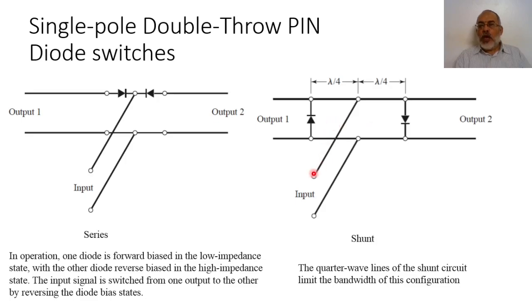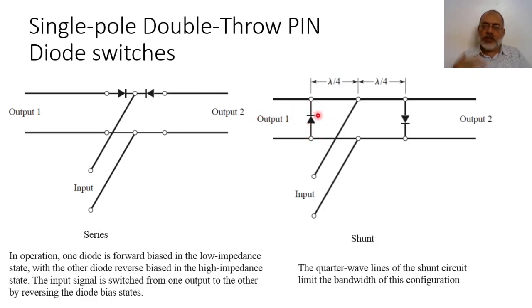Now, if I have positive voltage here with respect to the ground, this diode will be turned on and this diode will be turned off. If this diode is turned on, it is equivalent to a short circuit, and if this is turned off, it will be equivalent to an open circuit. So in this case, the input power will go from the input here, we'll see a short circuit at this side, and we'll see a transmission line with an open circuit shunt here.